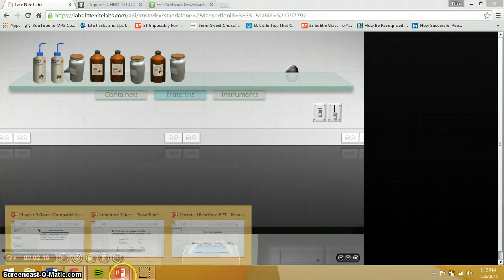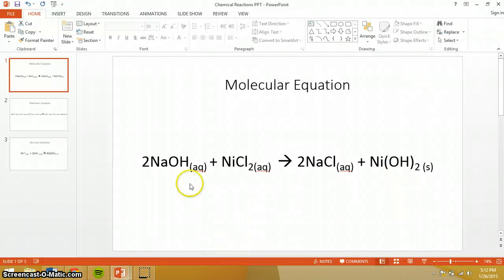Looking at the molecular equation of the reaction, I can see that this is a double displacement reaction. Two compounds reacted to form two new compounds or products. In this case, the two reactants were aqueous sodium hydroxide and aqueous NiCl2 chloride. The products were aqueous sodium chloride and a solid precipitate known as nickel hydroxide.